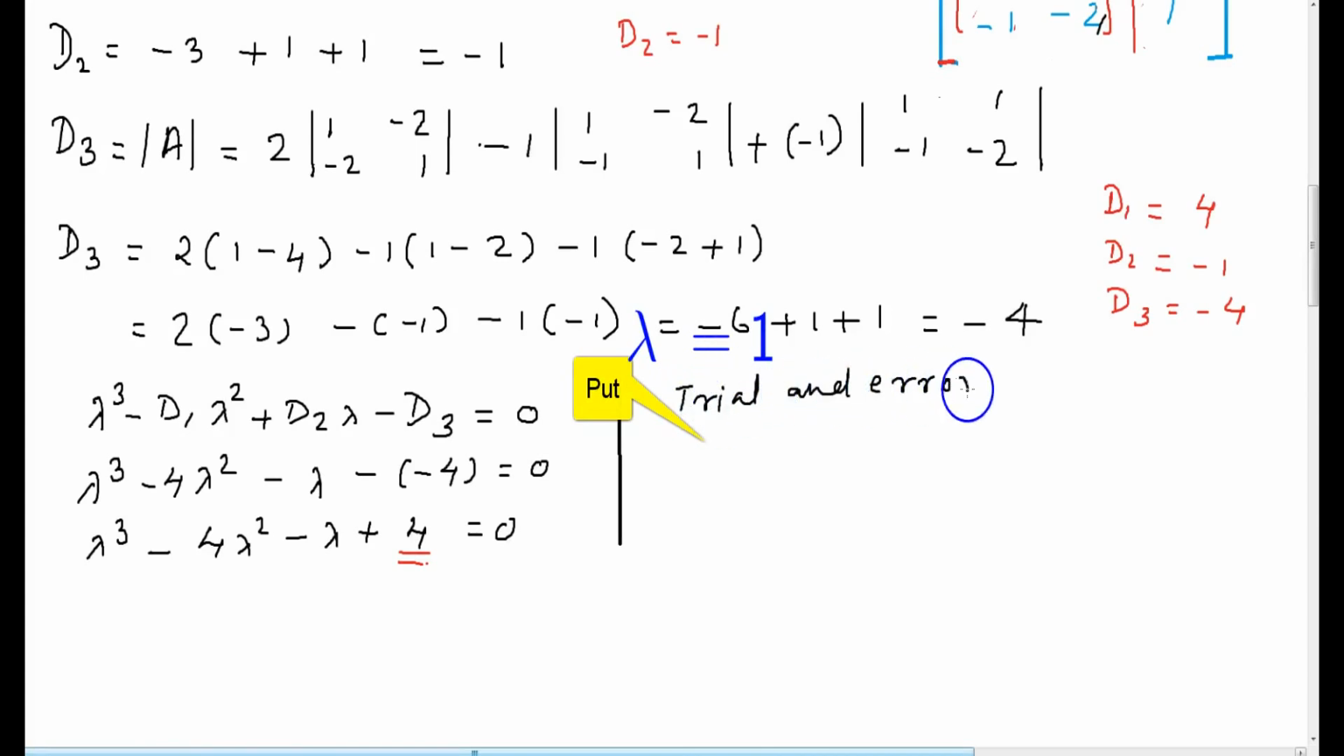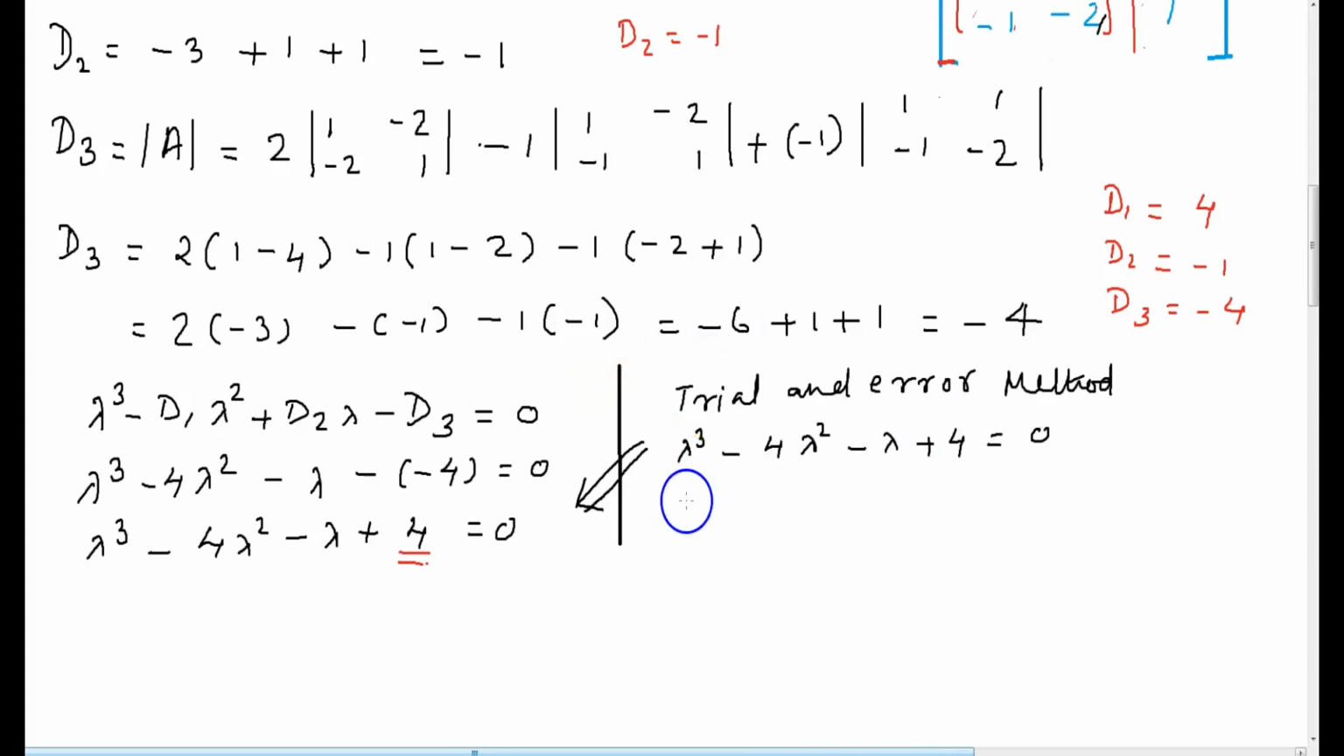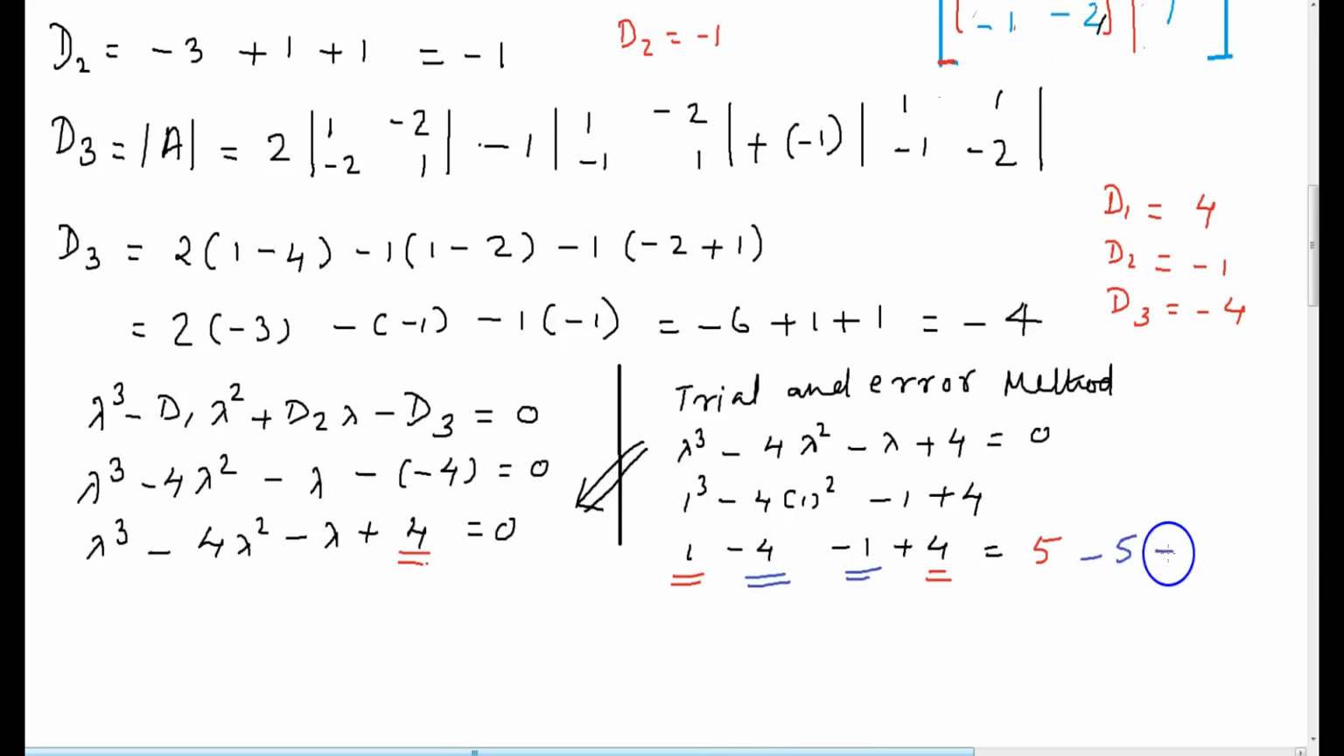Put lambda equal to 1 in the characteristic equation. Then lambda cube minus 4 lambda square minus lambda plus 4 becomes 1 cube minus 4 into 1 square minus 1 plus 4, which is equal to 1 plus 4 is 5, minus 4 minus 1 equal to minus 5, which is equal to 0. Therefore, lambda equal to 1 is an eigenvalue.